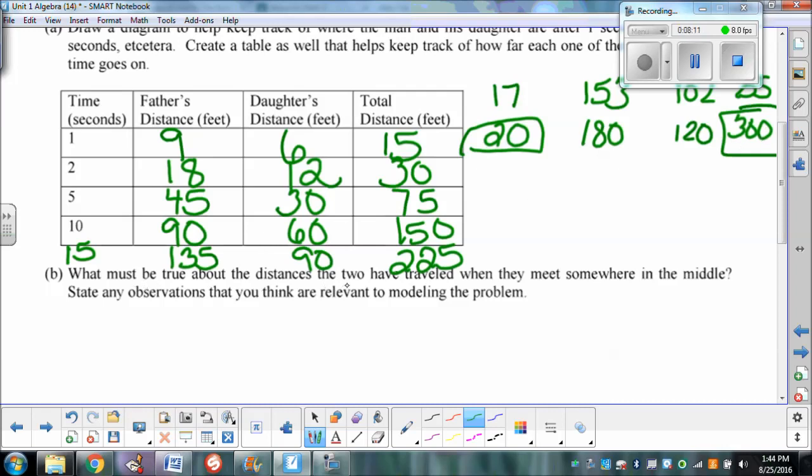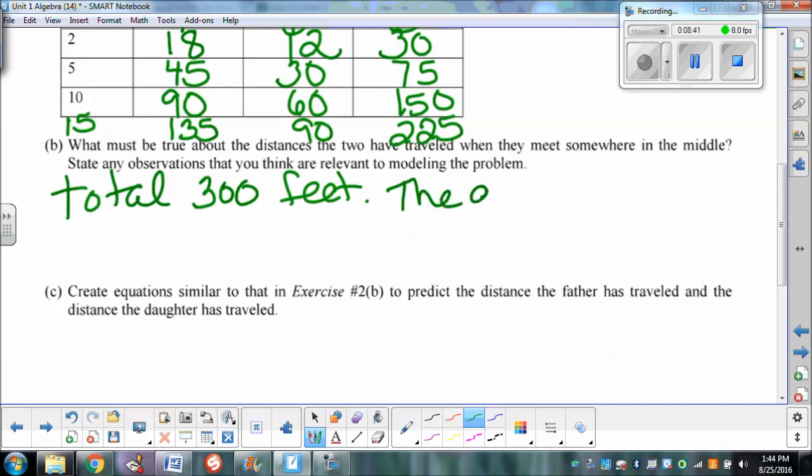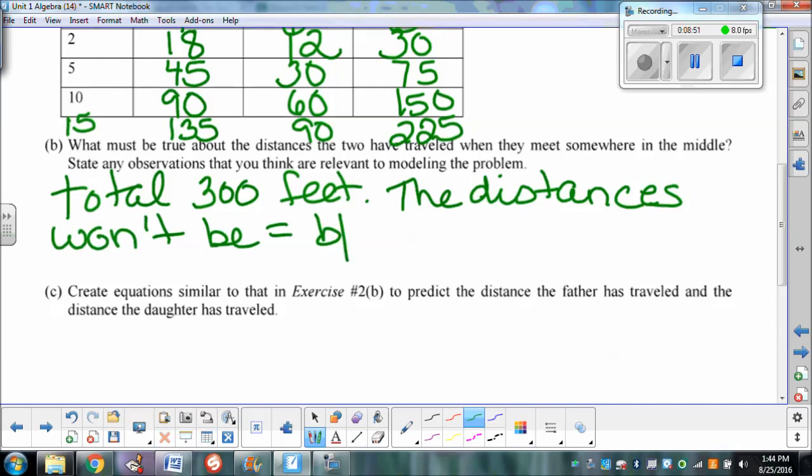It says, what must be true about the distances the two have traveled when they meet somewhere in the middle? State any observations that you think are relevant to modeling this problem. So they have to total 300 feet in order for them to meet somewhere in the middle. And then their distances won't be equal because the father is moving faster than the daughter, or the daughter is moving slower than the father. Okay, the distances won't be equal because the father is moving faster.